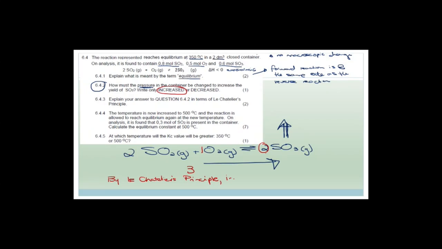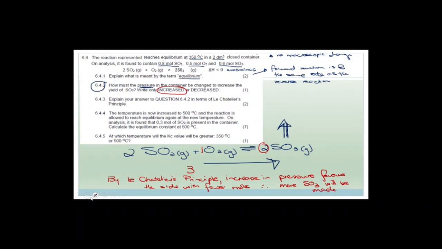And then you would say, an increase in pressure favors the side with fewer moles, therefore more SO3 will be made. There you go. Or something along those lines. An increase in pressure favors the side with fewer moles, therefore the forward reaction will be favored. Anything like that. But if you do not write "by Le Chatelier's principle," I wipe my hands of the fact that you will lose those marks. So please, please, please write that down.